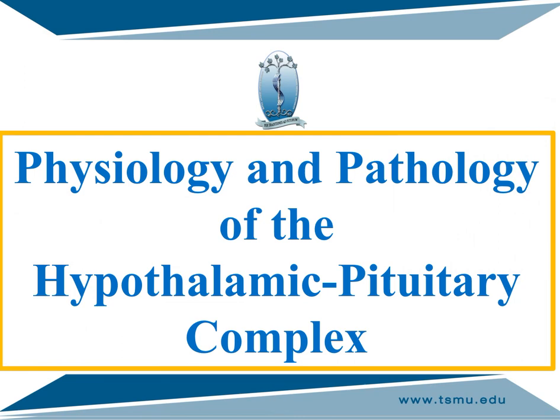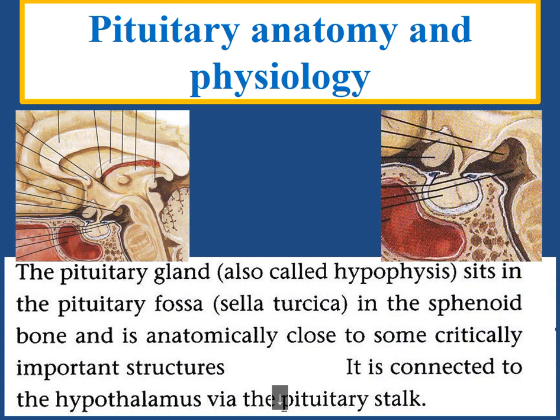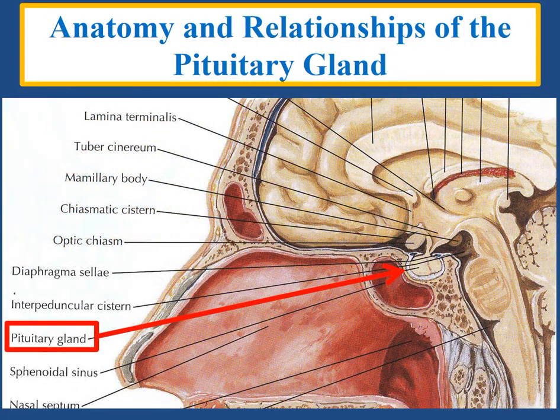Physiology and pathology of the hypothalamic pituitary complex. The pituitary gland, also called hypophysis, sits in the pituitary fossa, sella turcica, in the sphenoid bone and is anatomically close to some critically important structures. It is connected to the hypothalamus with the pituitary stalk. Here is the anatomy and relationships of the pituitary gland.